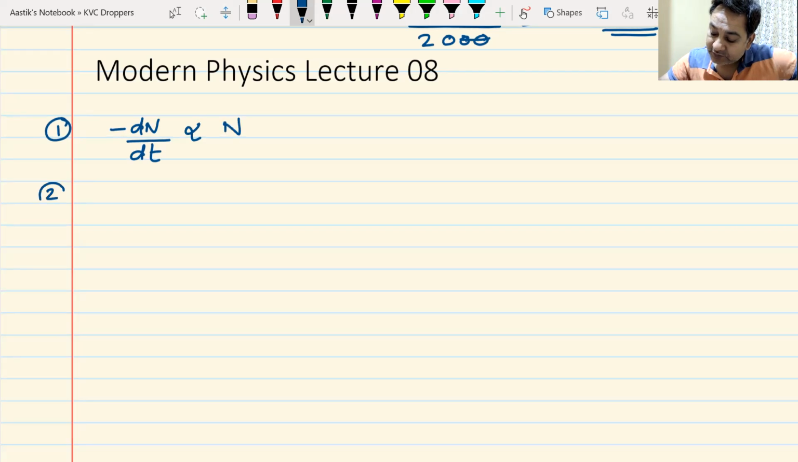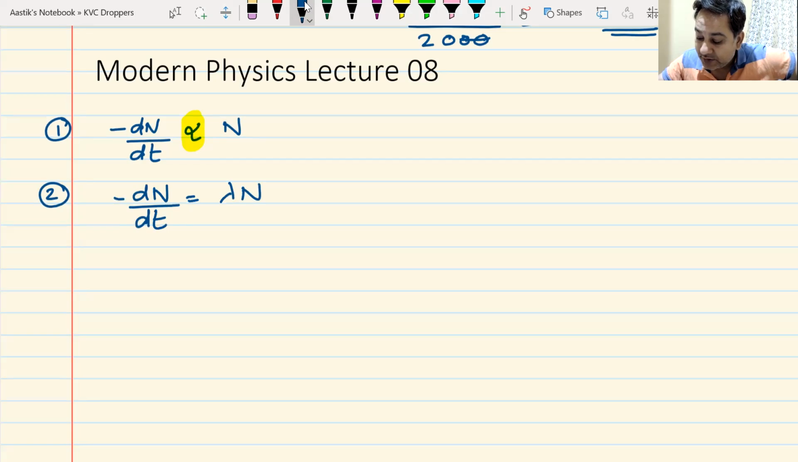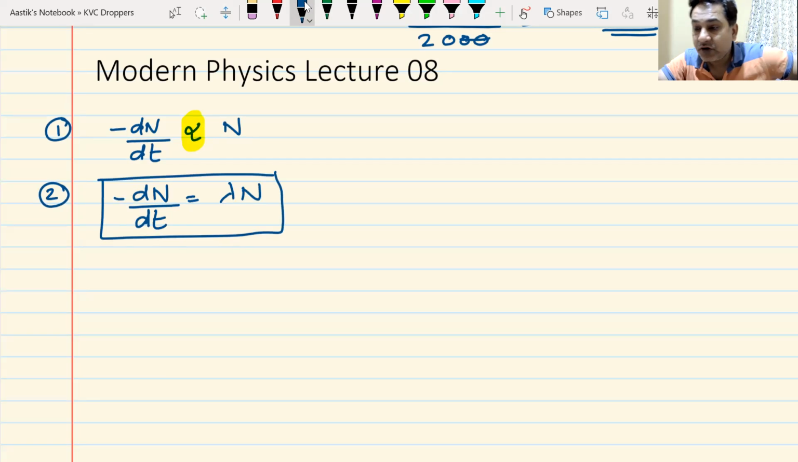Second formula. What is the second formula then? We will remove this proportionality sign, and in the place of the proportionality sign, what will come? See, you have no idea of what I'm talking. Absolutely no idea. Okay, idea has started to come. Minus dN by dt will be equal to lambda N. Do we all remember this? Yes, sir.